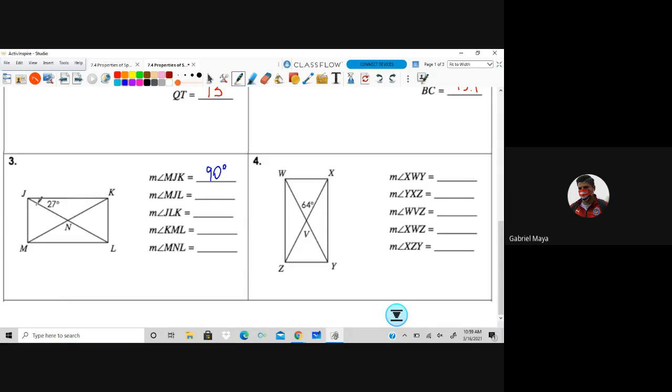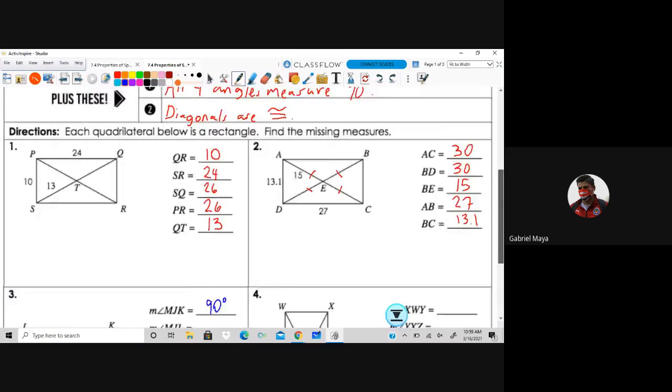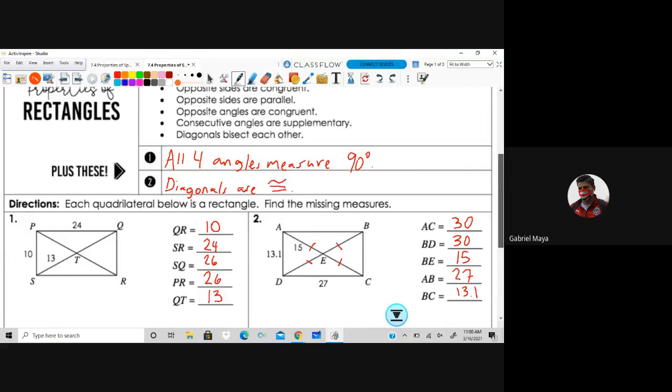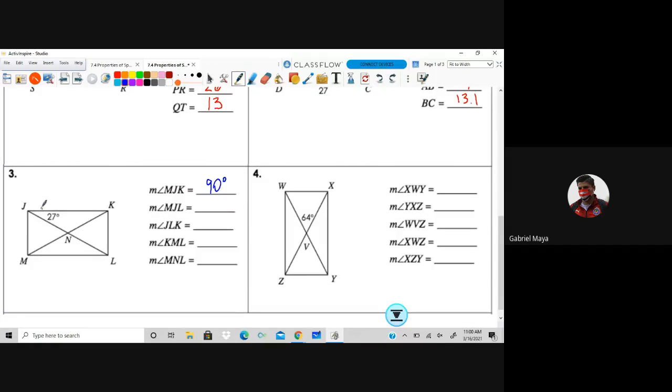Right, so what does this angle measure right here? Just this one right here. Michael, 90. If this is a rectangle, this was told to us earlier in the instructions, and remember this property says all four angles measure 90 degrees. So that means that MJK, this entire angle right here, is 90 degrees.